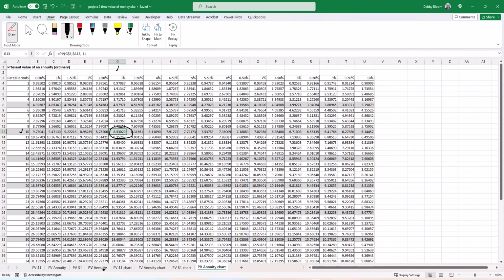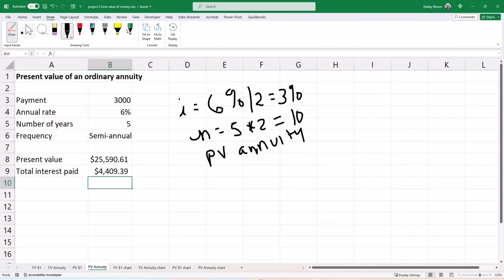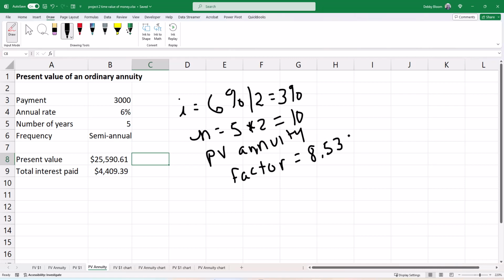Now I'm going to go back to my present value of an annuity tab. If I want to solve this using Excel, I wanted to write down my factor. So my factor from the chart, 8.53020. So solving this using the interest chart, I would just take my payment, 3,000, multiply it by my factor of 8.53020, and I have 25,590.6, so I'm only off by 1 penny.